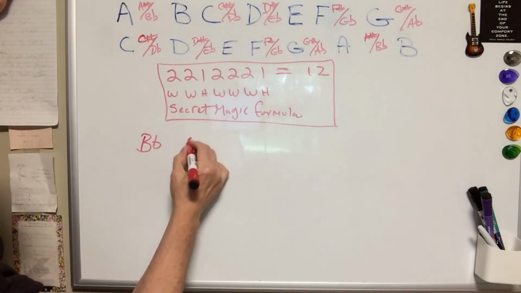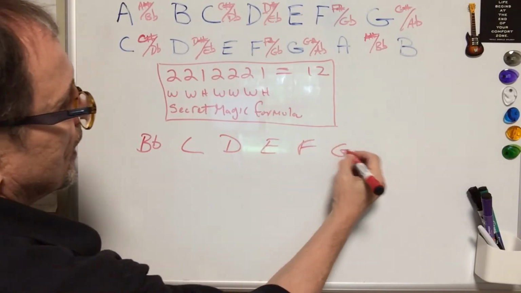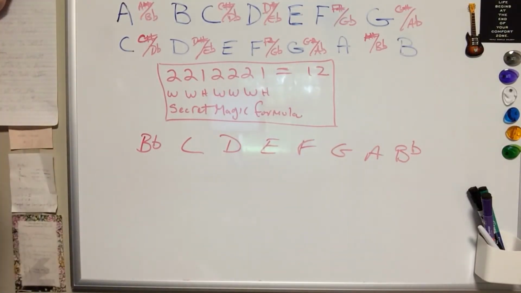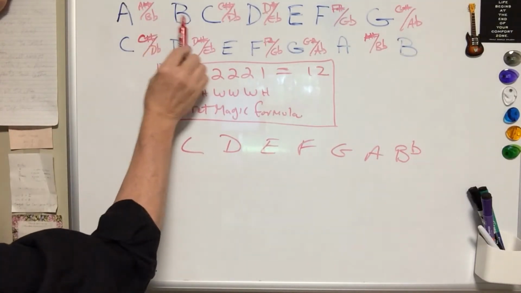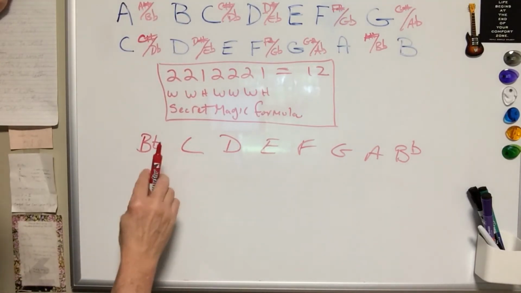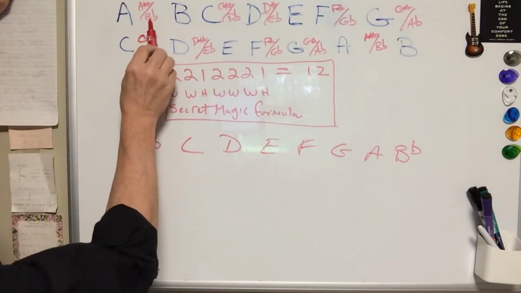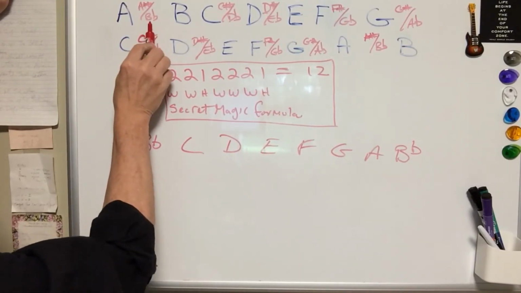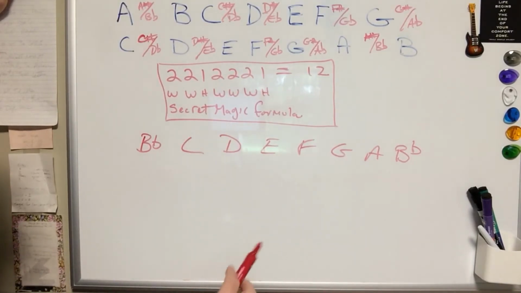B flat, C, D, E, F, G, A, B flat once again, right? We don't do B flat then B because the B flat is the one we're doing. So it wouldn't be B. But we could start with B and then that would be B, C, D, E, F, G, A, B. But we're starting with B flat. We're starting with this degree right here. Could have called it A sharp, we're going to call it B flat. So we have B flat, C, D, E, F, G, A, B flat.